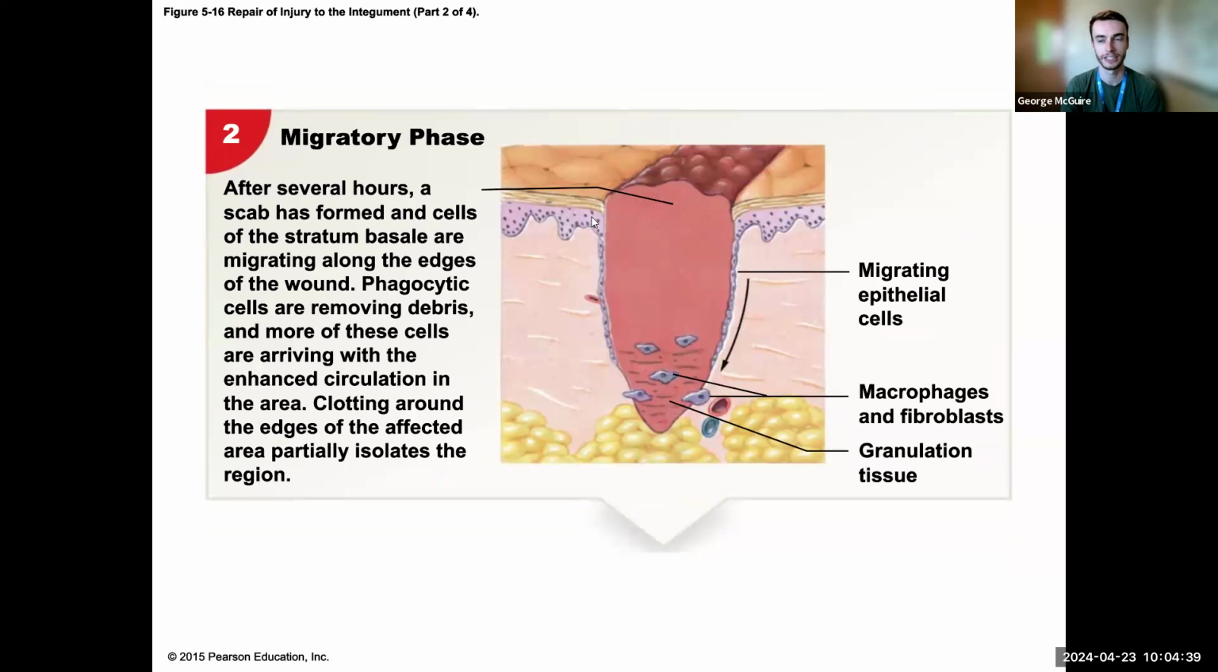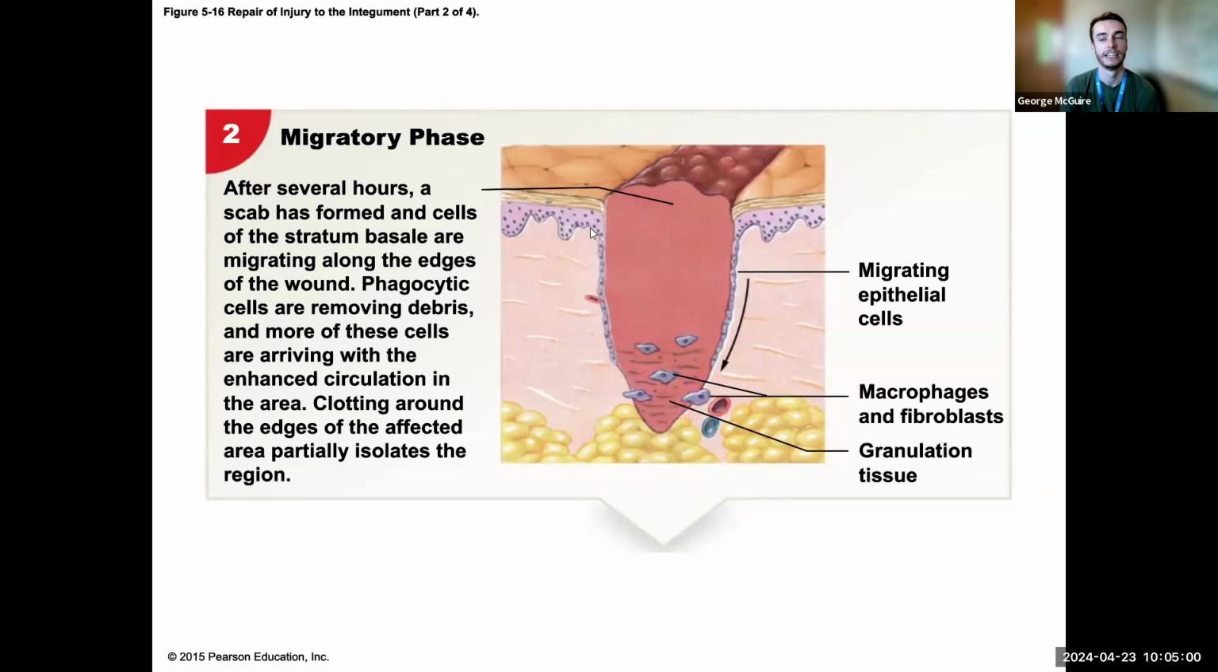So the migratory phase happens after a blood clot has been formed. So once all those platelets have started to coagulate our blood, that is what forms a scab, right? That is just coagulated blood that is hardened. And so blood is no longer leaving our body. Right? It is all now stuck beneath this.